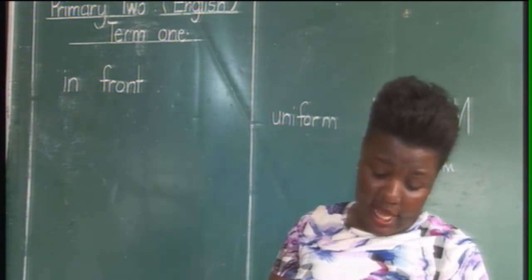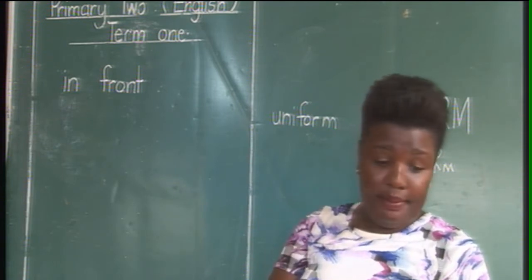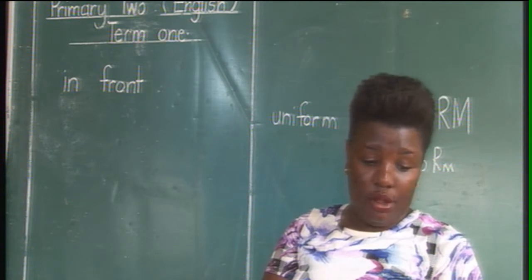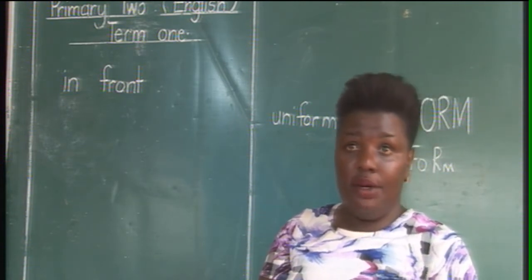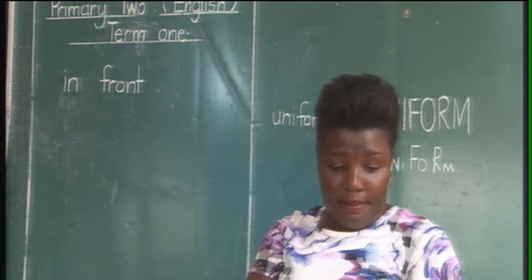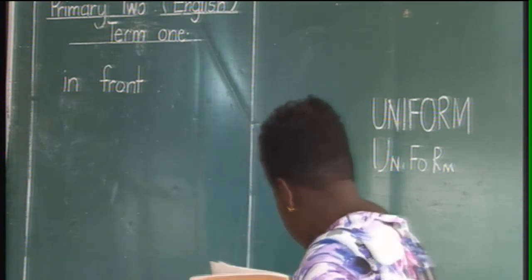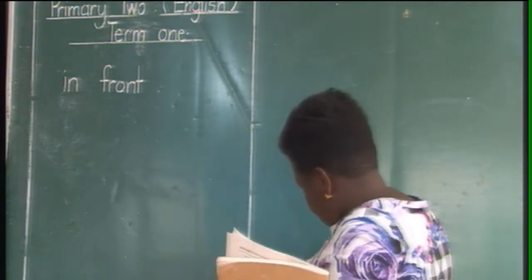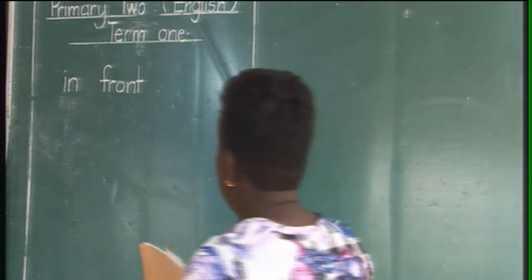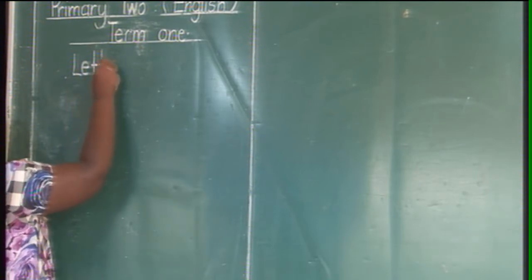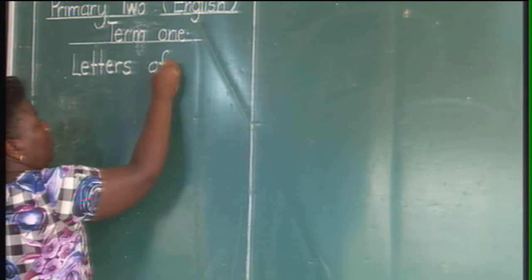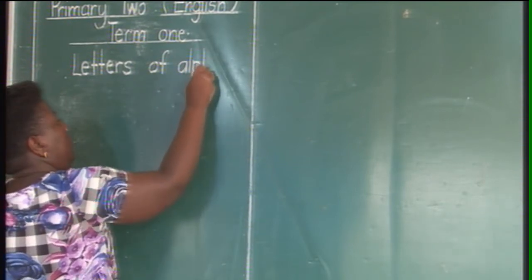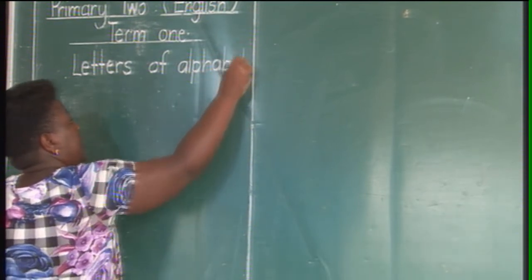The next one says, arrange these words in ABC order. We looked at ABC order in top class, P1. Maybe, it being a long holiday, let me briefly talk about how we arrange letters in alphabetical order. First of all, you have to know the letters of the alphabet in their correct order. Let me write the letters of the alphabet here. Letters of the alphabet.